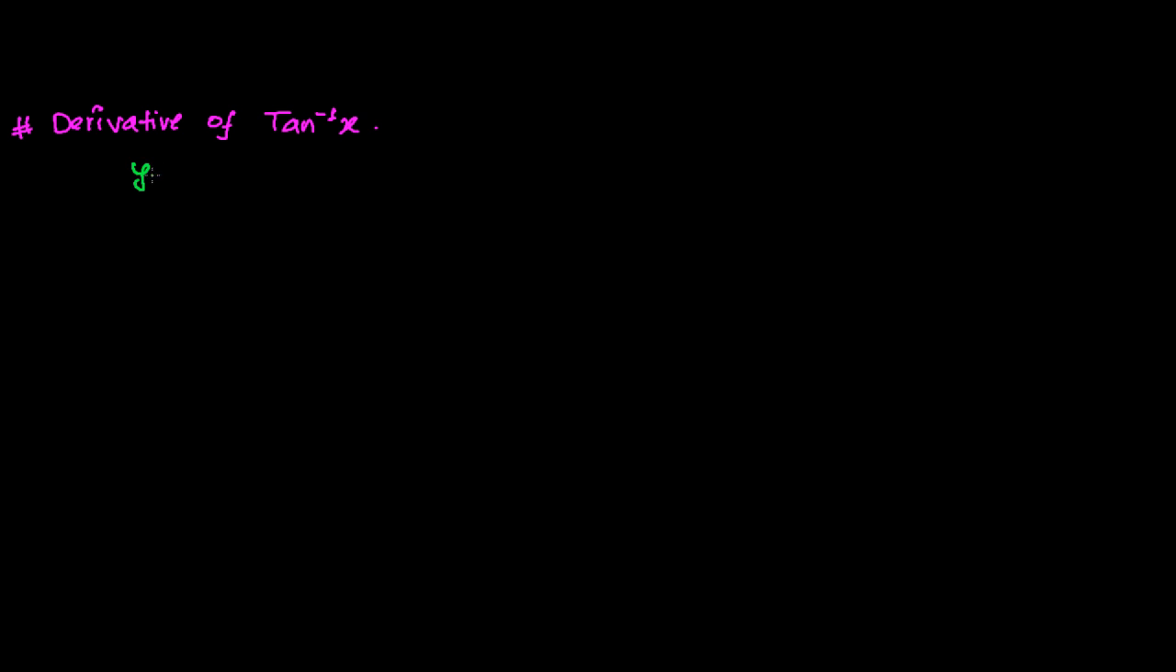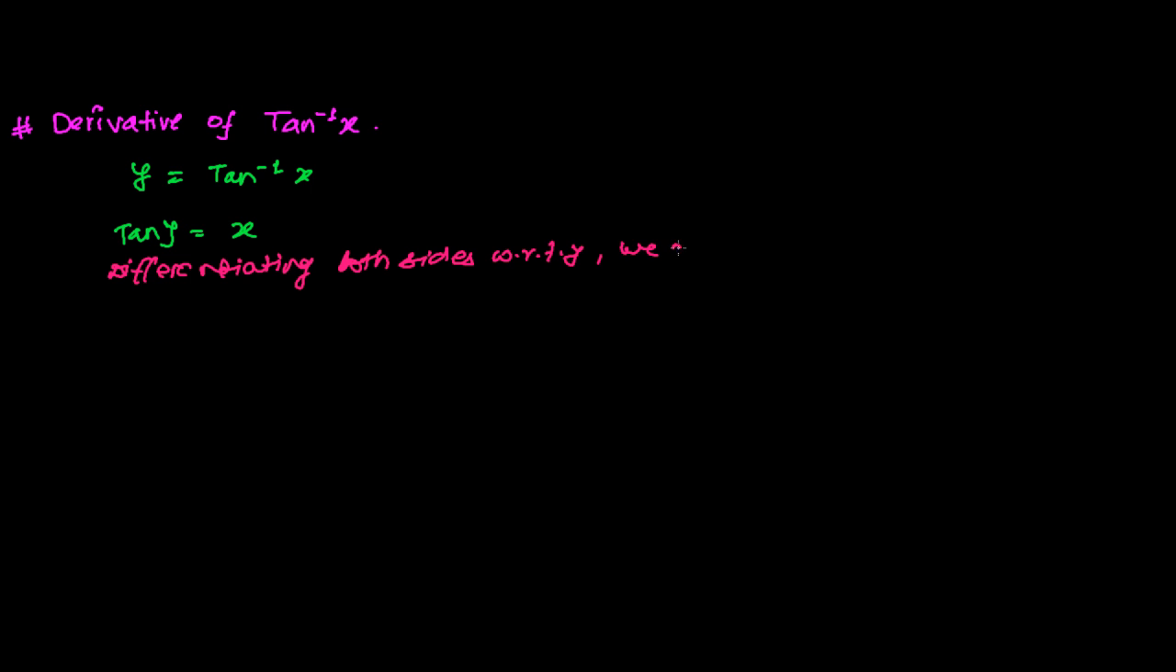Let me suppose this is my function, y equals tan inverse x. Since this is an inverse, I can take it to the other side, so it will be tan y equals x. Now let's differentiate both sides with respect to y. Differentiating with respect to y, we get dx over dy on the right, and the derivative of tan y with respect to y will be sec square y.